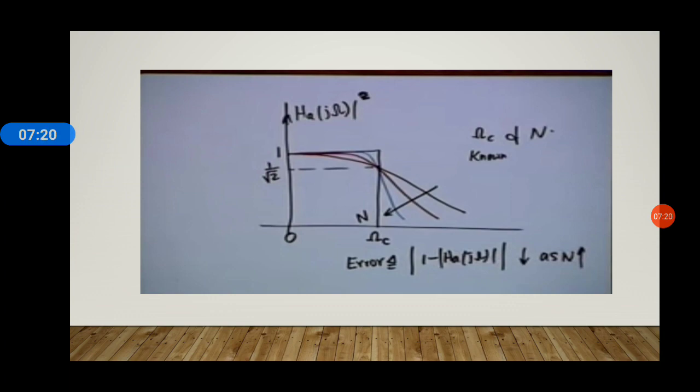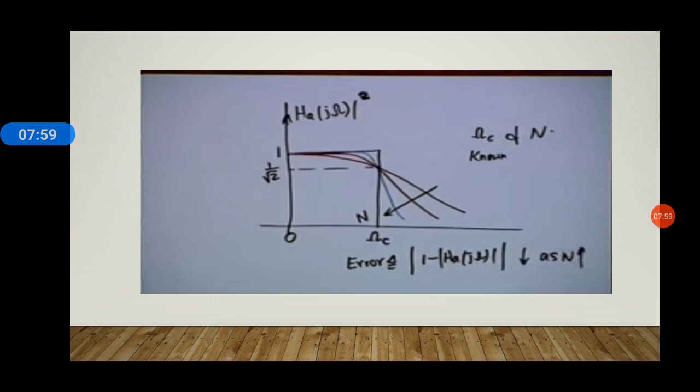So here, error, which is defined as magnitude of 1 minus magnitude of H(jω), or we can say the difference between the curve and the ideal characteristics, is the error. So the error decreases as we go on increasing n. Now, that means we can say, in order to get a good low pass filter or a better filter, we have to go on increasing n.